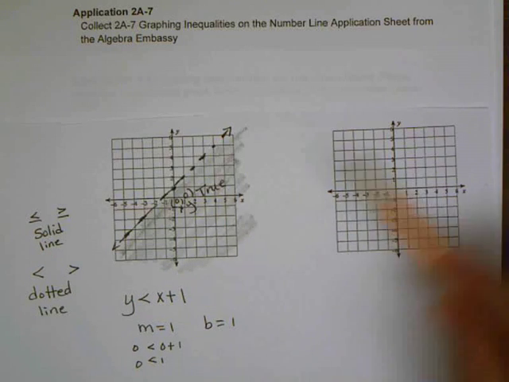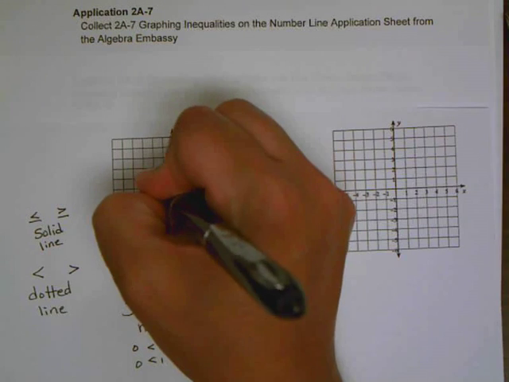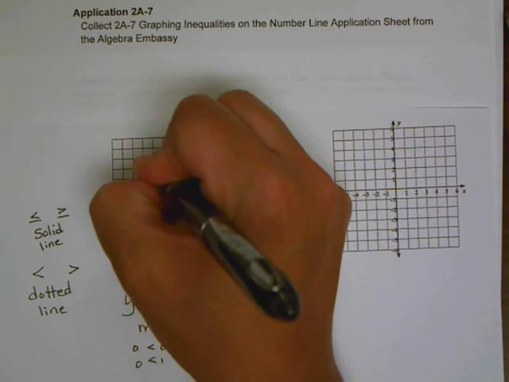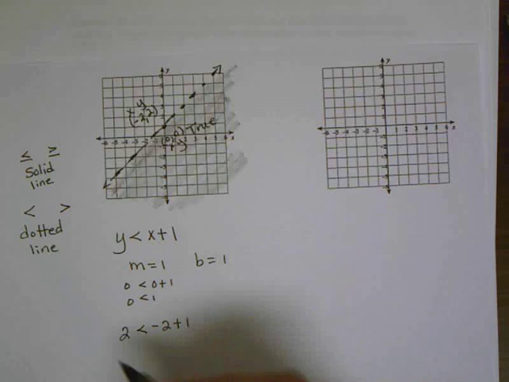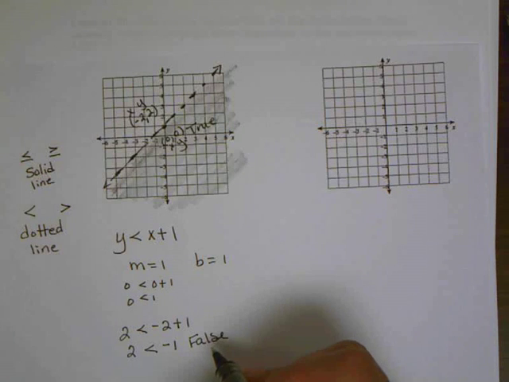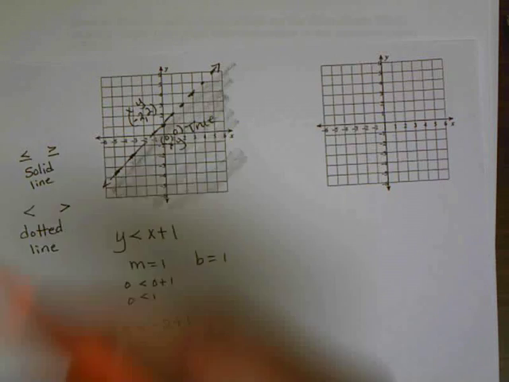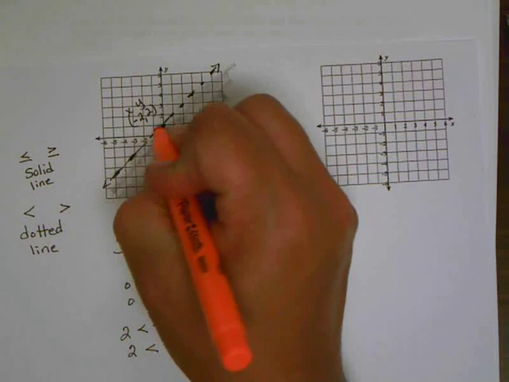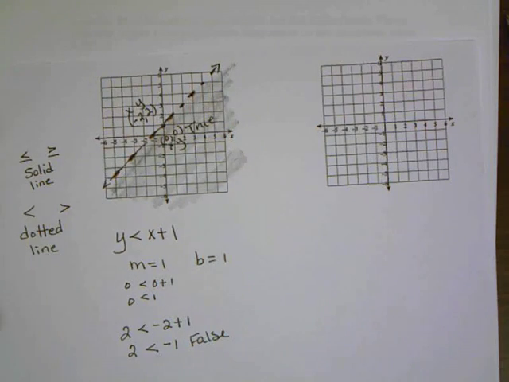Now, if this side's true, the other side should be false. Well, let's test the point. We've got negative 2, 2. X is negative 2 and y is 2. So 2 is less than negative 2 plus 1. I'm plugging it into my inequality. 2 is less than negative 1. Well, that's false. Every point above that line should make a false statement. But this line is broken. It is not part of the solution set.